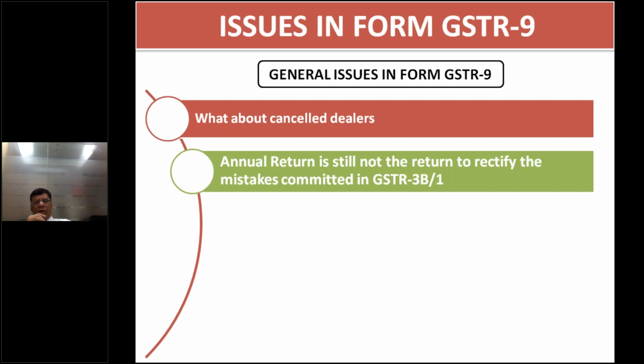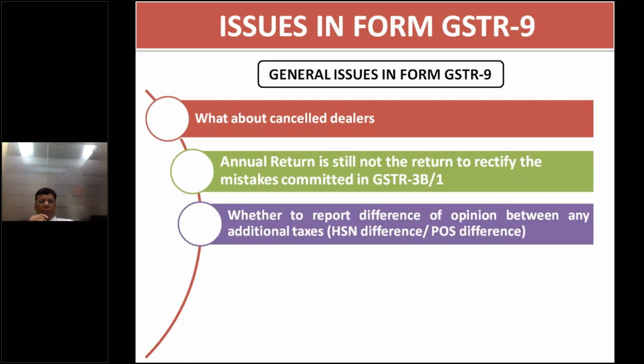So this is how all incomes and expenditures are to be seen in the case of multi-located or multi-unit companies or associate concerns, that this cross charge should be made. So this is how this mistake is to be rectified at the appropriate place. Whether to report a difference of opinion between any additional taxes, rate difference or POS difference. This is also a significant observation while declaring turnover or discharging tax liability.